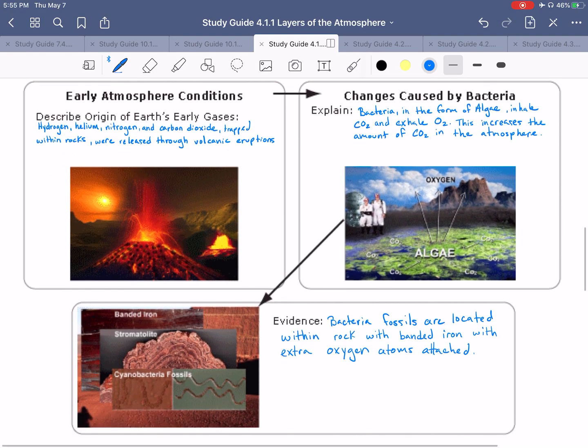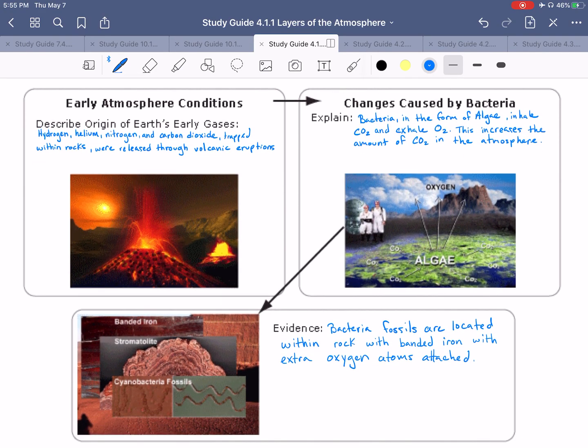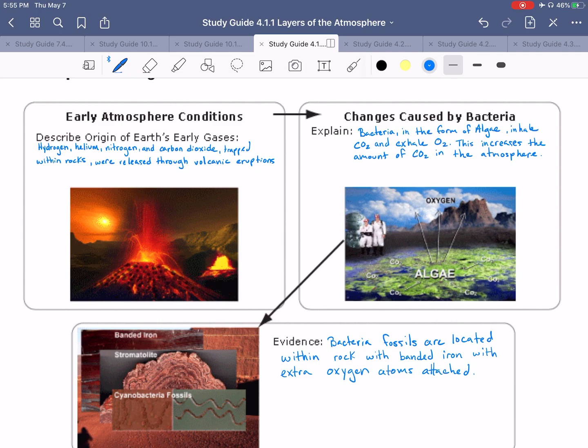All right, so that video talked about how things have changed in the Earth's atmosphere. So the early atmosphere conditions, what were they like? All right, so early in the Earth's history, hydrogen, helium, nitrogen, and carbon dioxide were trapped within rocks and released through volcanic eruptions.